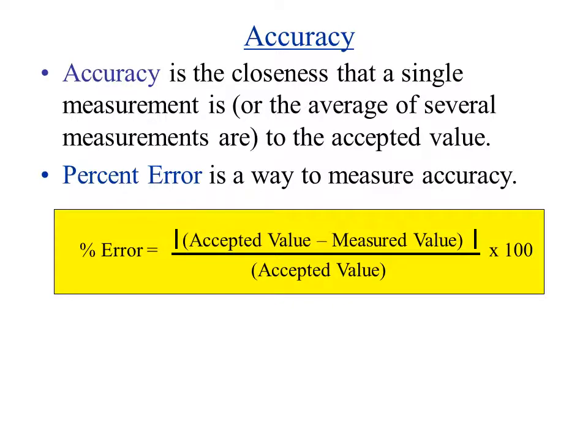Now, a percent error is a way to calculate how accurate you were. Percent error is a simple calculation. You just subtract your answer from what it was supposed to be, and you can take the absolute value of that, and then you're going to divide by what the accepted value is.